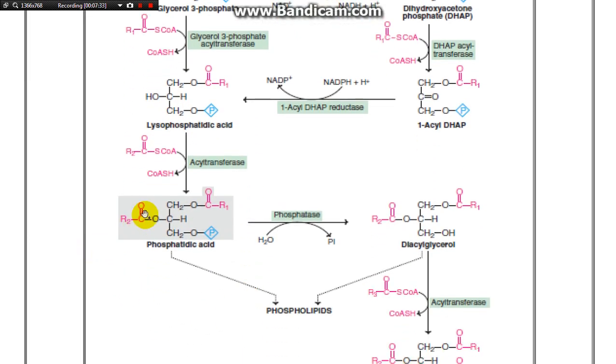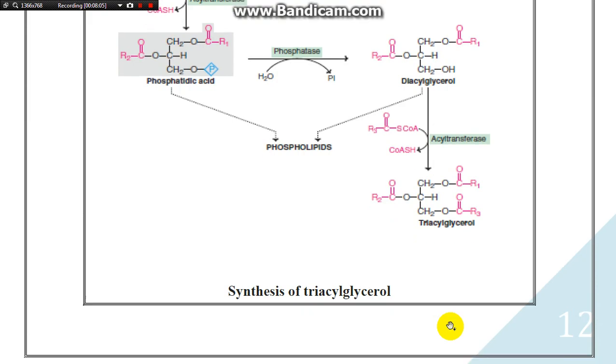And finally the phosphatidic acid is converted to phospholipid, or it is converted to diacylglycerol by the phosphatase, which removes the phosphate group from the 3 position and gives the diacylglycerol. Acylation of the 3 position by the addition of an acyl group, by the enzyme called acyl transferase, gives the triacylglycerol.